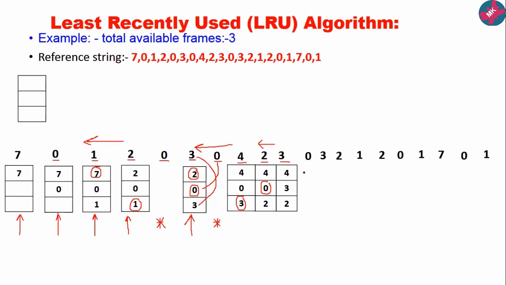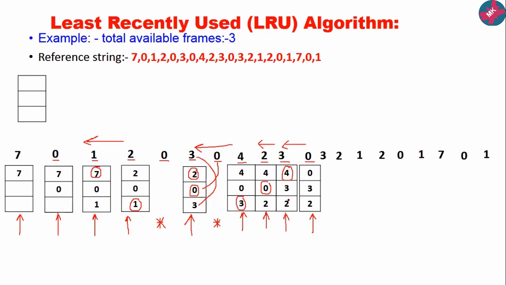Then consider the next page number 0. Again consider here. So 3 was recently used. Then after that 2 was recently used. So 4 was least recently used. So 4 will be replaced by 0. And all these page replacements are nothing but page faults, isn't it? Because we are replacing some least recently used page with the new page.